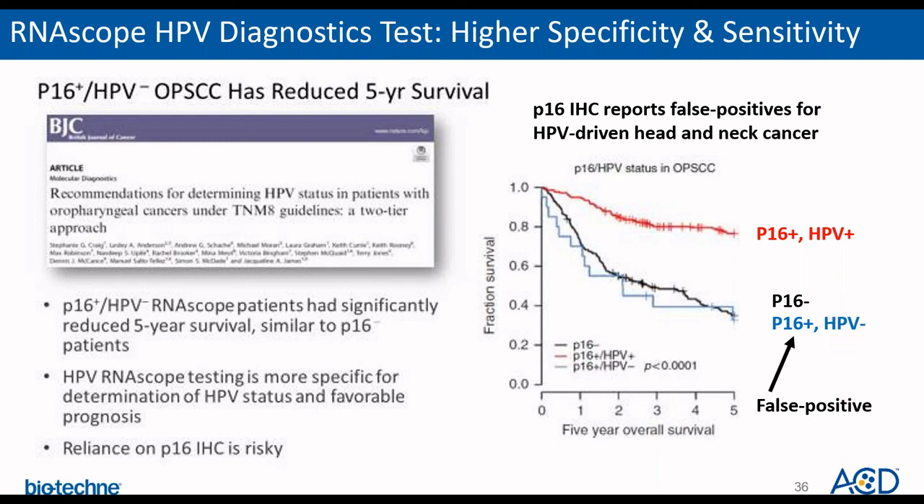Now, since P16 IHC may provide a false positive report for HPV status, reliance on P16 IHC is quite risky. On the other hand, HPV RNAscope testing is more specific for determination of HPV status, and it can provide favorable prognosis.